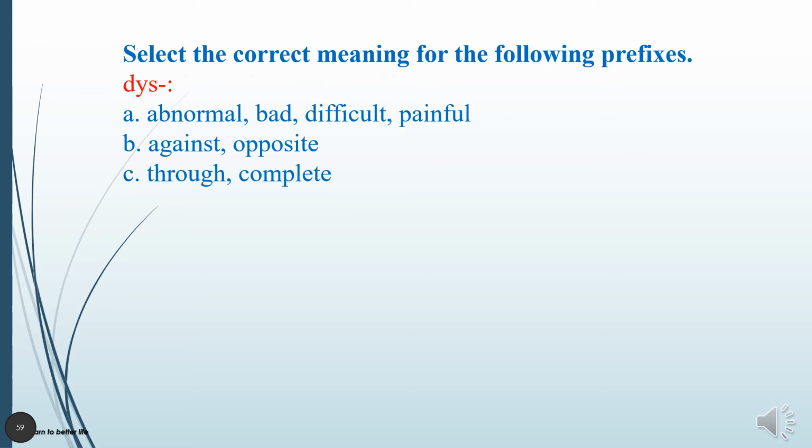Select the correct meaning for the following prefixes. Dys. A. Abnormal, bad, difficult, painful. B. Against, opposite. C. Through, complete. The answer is A. Abnormal, bad, difficult, painful.